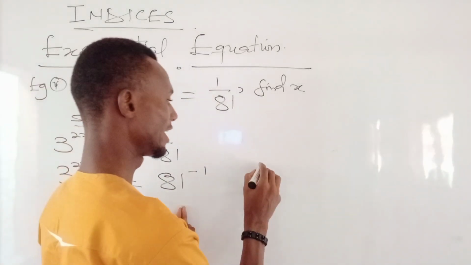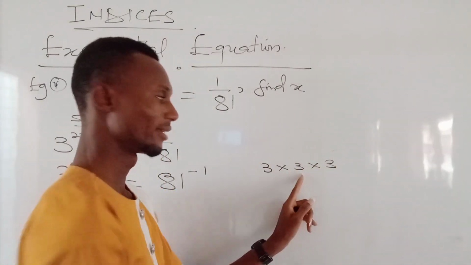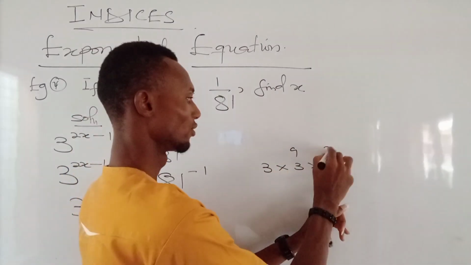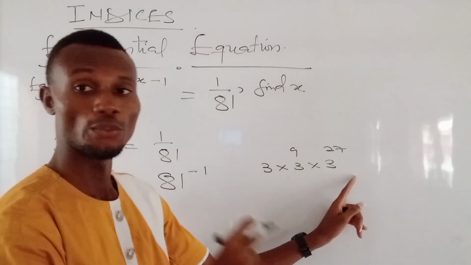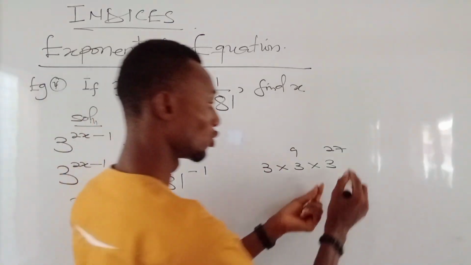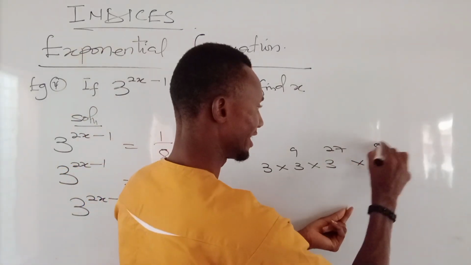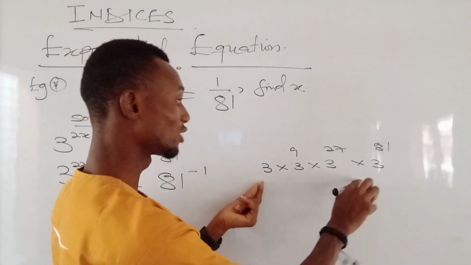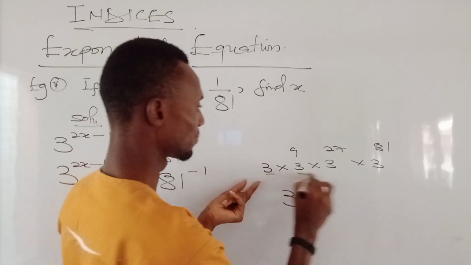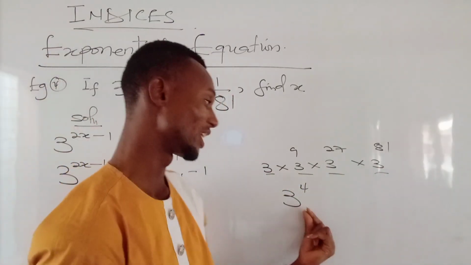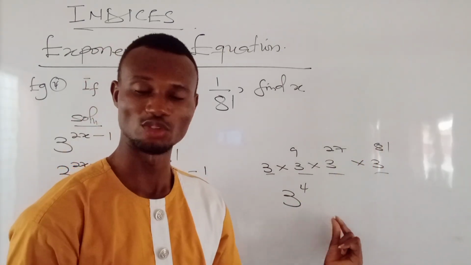Let's check and see. Let me do 3 times 3 times 3. 3 times 3 is 9, 9 times 3 is 27. So we haven't gotten the 81 yet. Okay, so we need to still proceed till we get the 81. So times another 3: 27 times 3 gives now 81. So it means 81 can be written as 3 to the power 4, because 3 multiplies itself 4 times to give the 81.